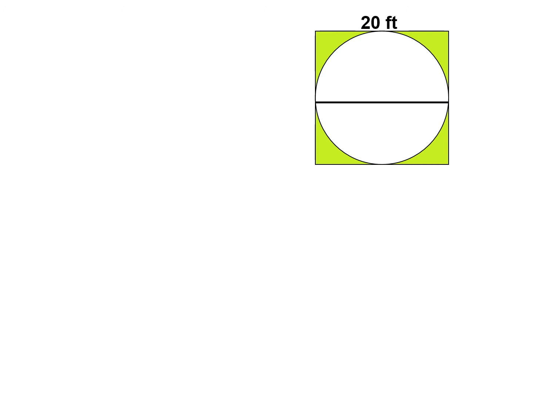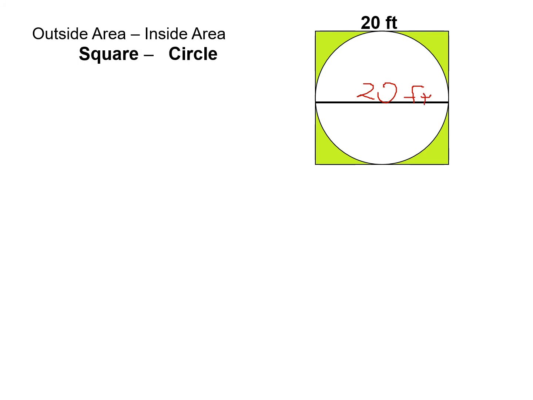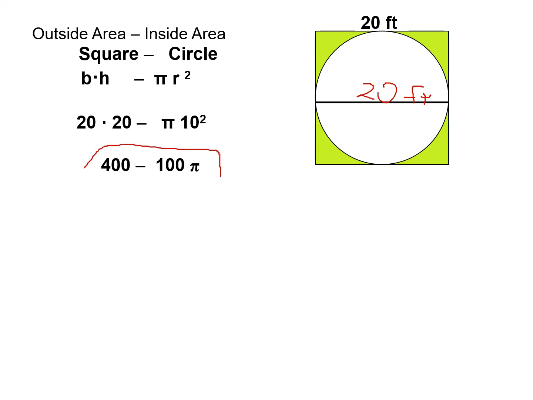We have 20 feet going across the top, so it'll be 20 feet going through the middle as well. And so that'll be your diameter. Outside minus the inside, square minus the circle. Outside the square, we're taking away the circle. So same formulas, base times height for the square, 20 times 20. 400 minus 100 pi could be your ACT answer right there. And they'd leave it like that. Or put it on the calculator and get your decimal.